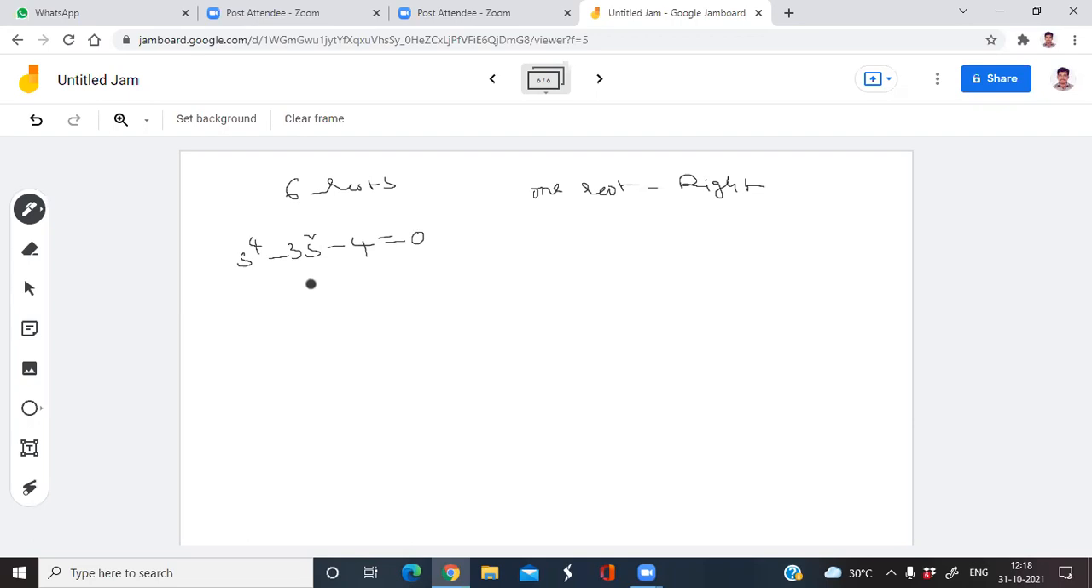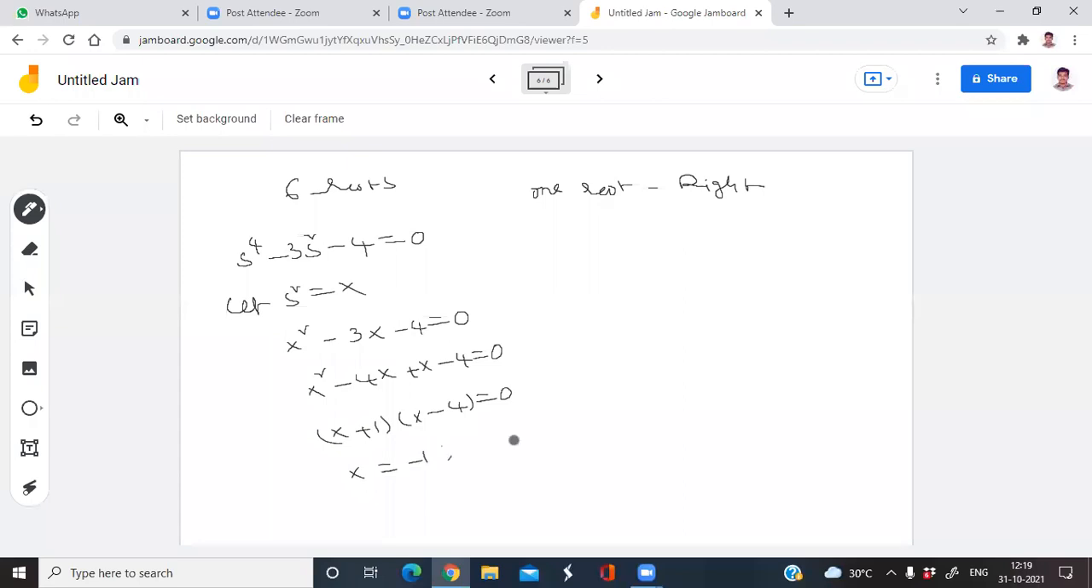By solving this equation, you will get 4 roots. Already one root is in the right half of the s plane. In order to solve this, I assume s square equals x. From this, x square minus 3x minus 4 equal to 0, which is x square minus 4x plus x minus 4 equal to 0. Directly, I can write (x plus 1) into (x minus 4) equal to 0. So x is equal to minus 1 and x is equal to 4.